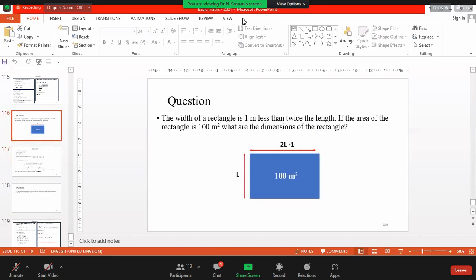Herath, are you available? Yes, sir. Very good. You got the correct answer. How did you get it? Using the quadratic equations. Can you explain that one? Yes, sir. Excellent. Please explain that one, then I will explain.